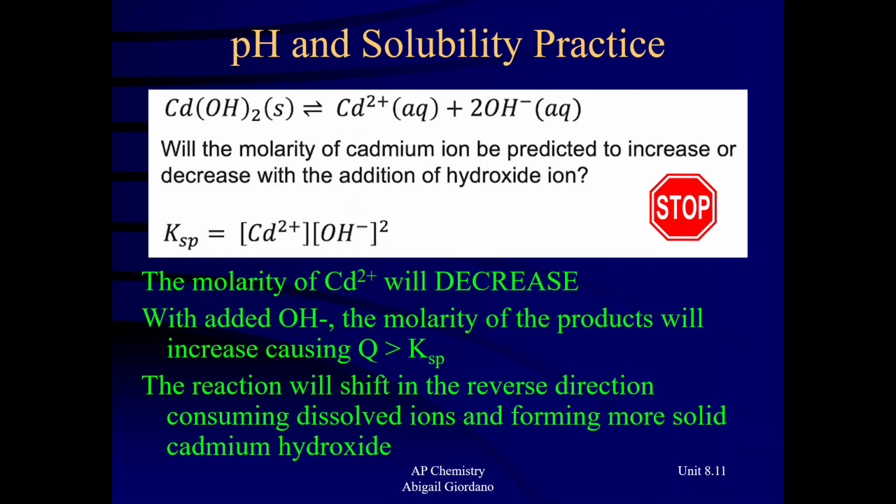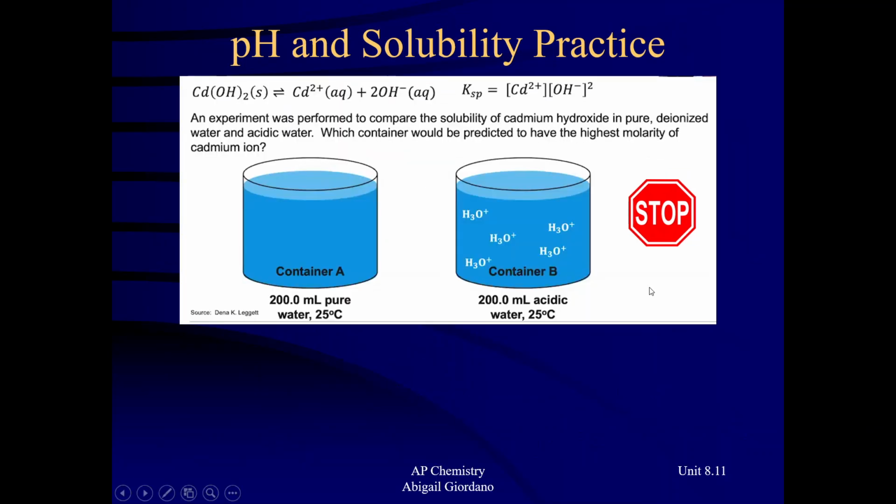Okay, let's look at another question. This one's a little bit more involved. Same reaction, same salt. This time it says, an experiment was performed to compare the solubility of cadmium ion in pure deionized water, that's container A on the left, and acidic water, that's the container on the right. You can see that there's extra hydroniums floating around. Which container would be predicted to have the highest molarity of cadmium ion? So pause the video, see how you do with this one.